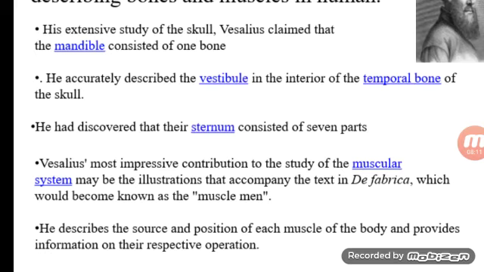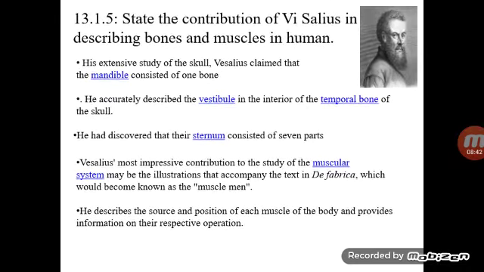The most impressive contribution to the study of the muscular system may be the illustrations that accompany the text in De Fabrica, which would become known as the muscle men. He described the source and position of each muscle of the body and provided information on their respective operation. This is the contribution.